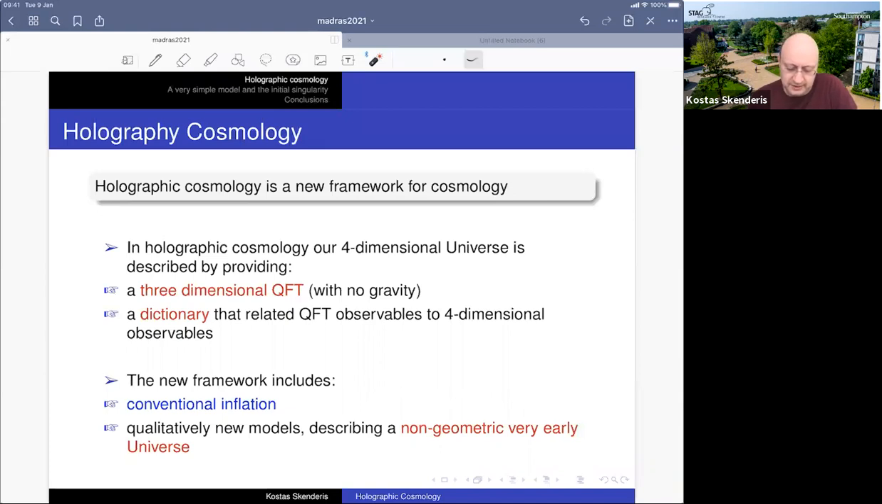I could have given the talk describing how this framework describes conventional inflation, but I will mostly focus on these new models for two reasons. First of all, it allows us to start to build a language about what it means to have a model for the initial times of our universe, when the notions of space and time still don't make sense because you have to really combine quantum mechanics and general relativity. And secondly, as you will see, it allows us to see explicitly how to resolve the initial singularity.